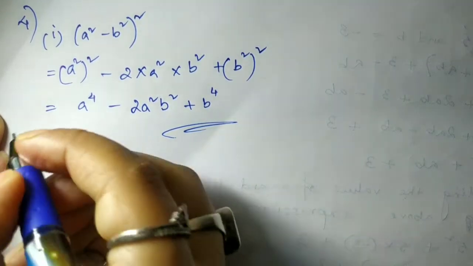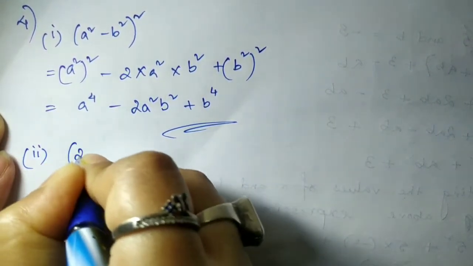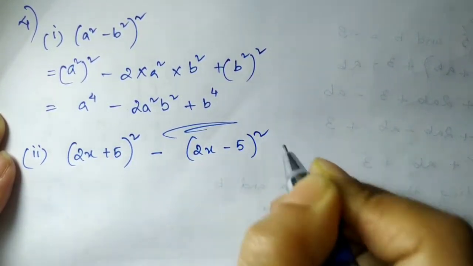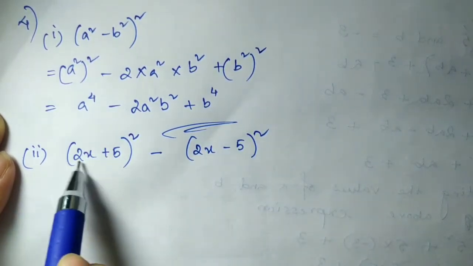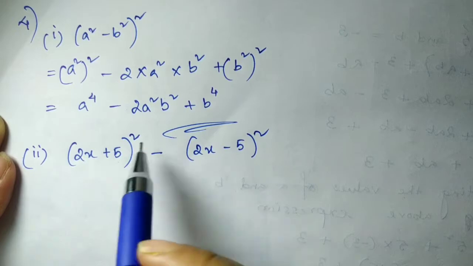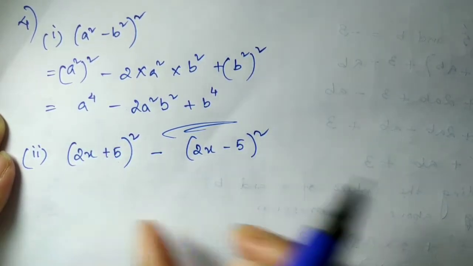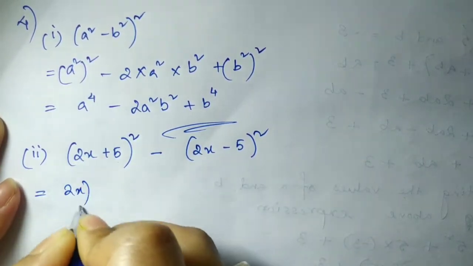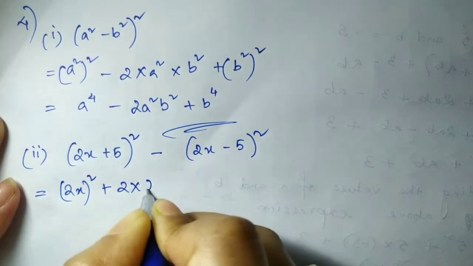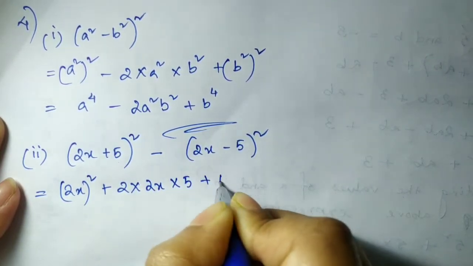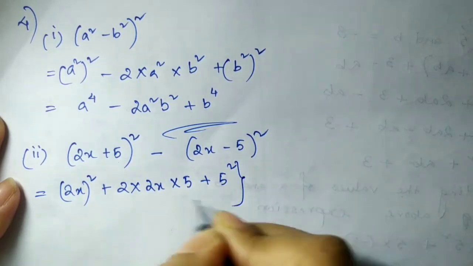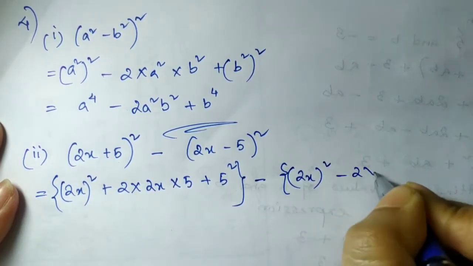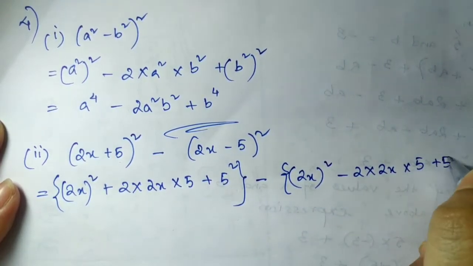I'll show you a few more. Let me show you number 2. 2x plus 5 whole square minus 2x minus 5 whole square. Two things. I can use it as a plus b whole square minus a minus b whole square, or this can be my a square minus b square term. So a plus b, a minus b, I can do anything. So let me show you by the a plus b whole square term itself. This is a square plus 2ab plus b square. Okay, this minus, here comes a square minus 2ab plus b square, right?